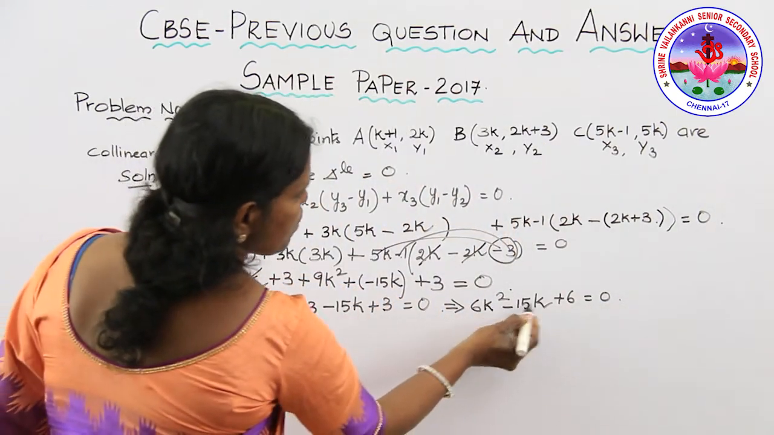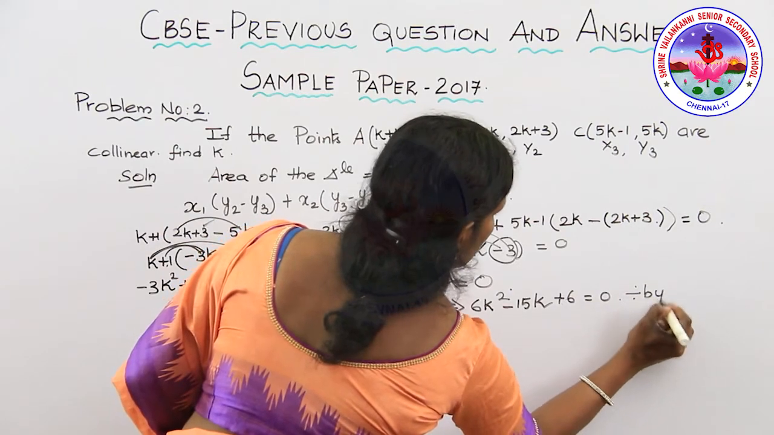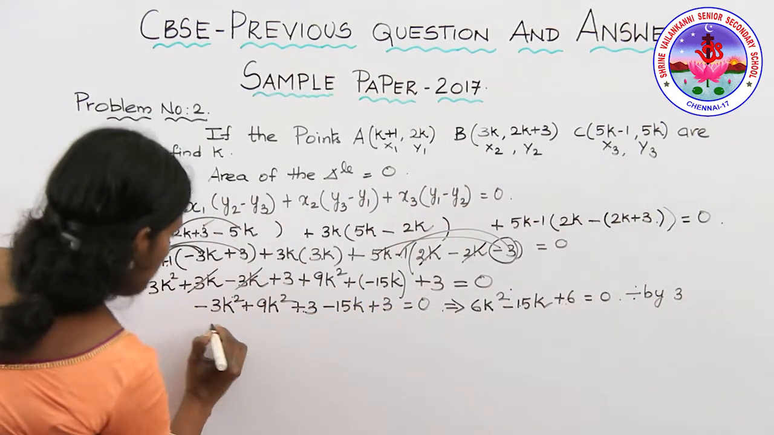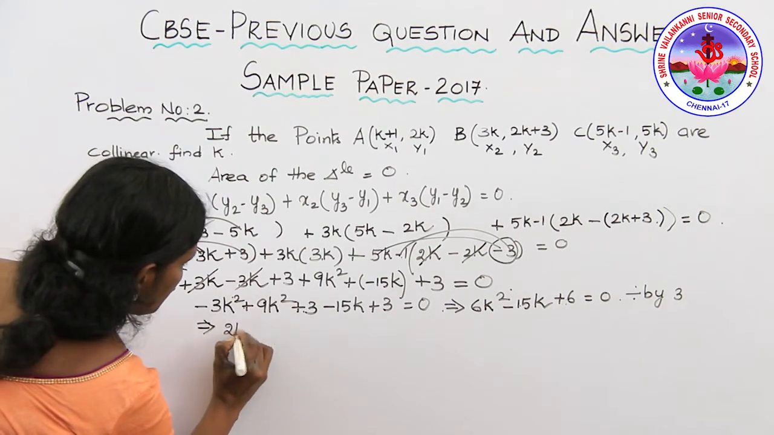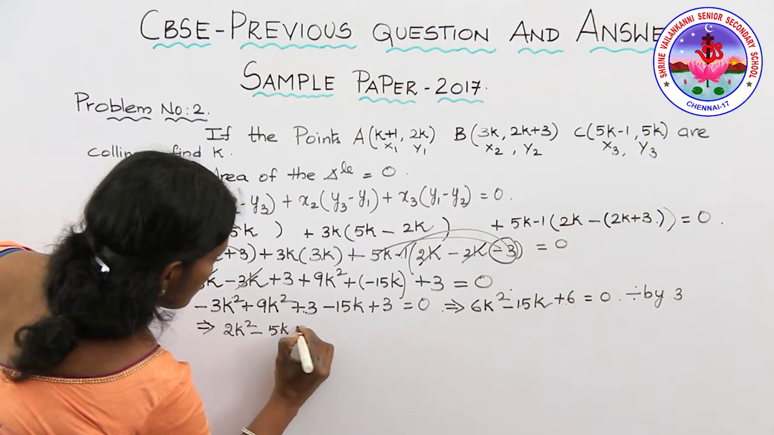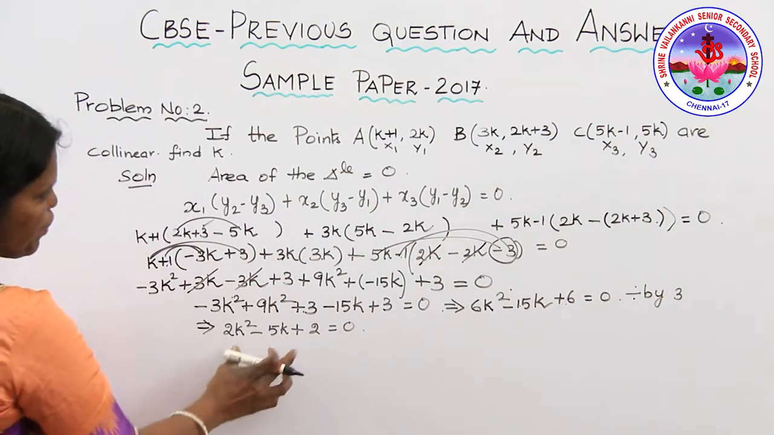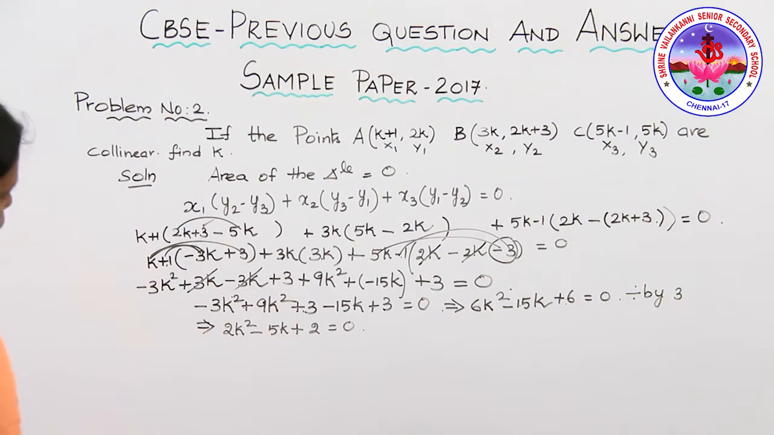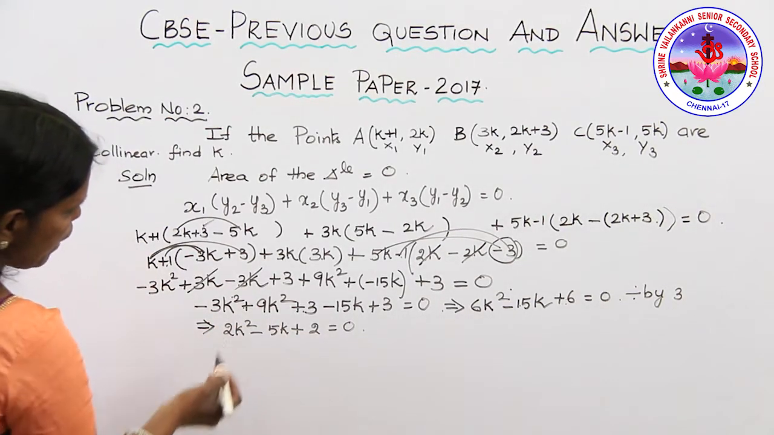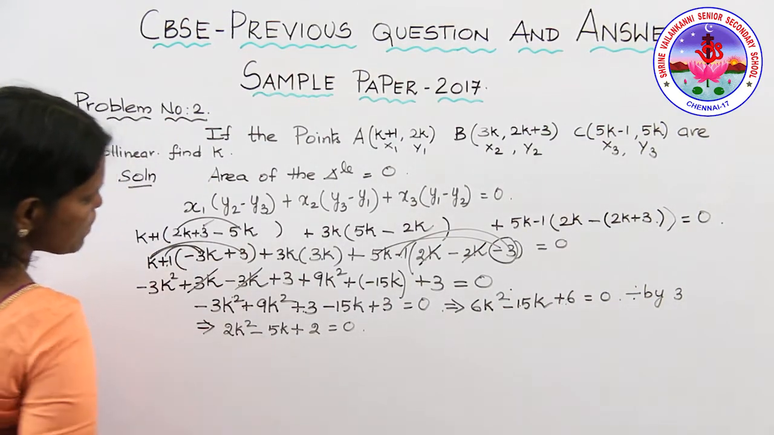Since everything belongs to the multiples of 3, I am dividing the entire equation by 3, that is all terms by 3. I will be getting 2k squared minus 5k plus 2 which is equal to 0. So I am going to use splitting up of its middle term. Since this represents the quadratic equation, I want to find the value of k. I am using the splitting up of its middle term.